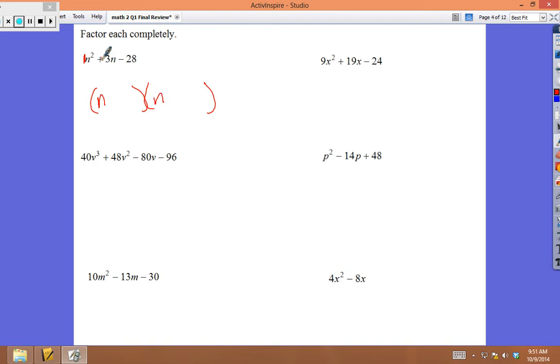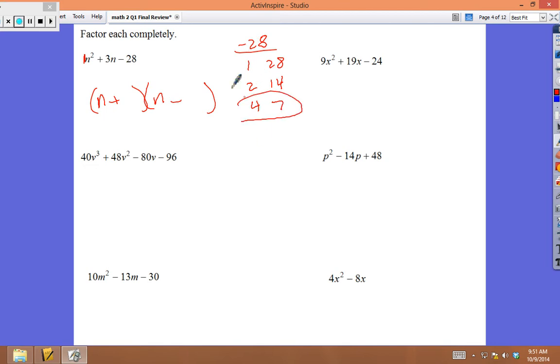But now it's a positive 3n and a negative 28. It's got to multiply and give you a negative 28. The only way you can times and get a negative is if one of them is positive and one of them is negative. So, a negative 28, I got my options. I got a 1 and a 28. I got a 2 and a 14. I got a 4 and a 7. And that's it. So one of these got to be negative, one's got to be positive.